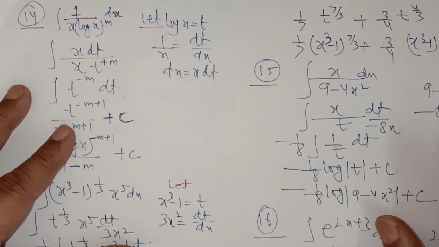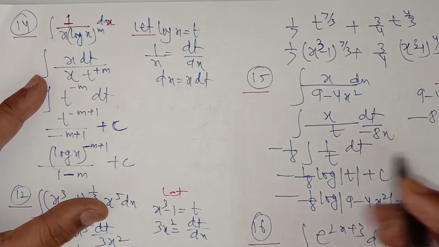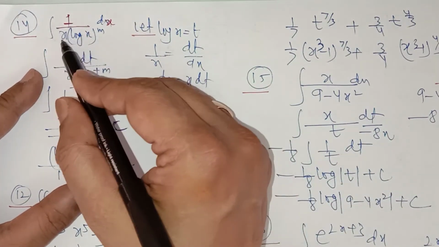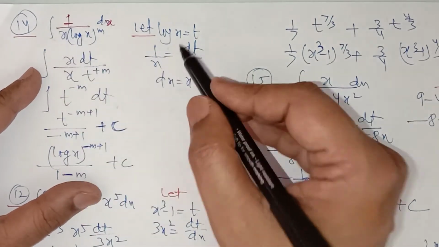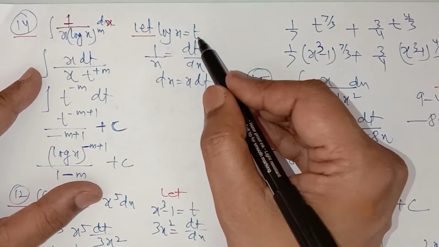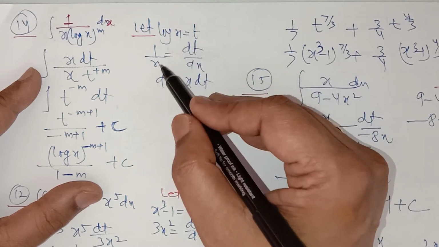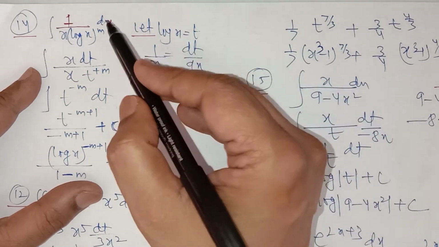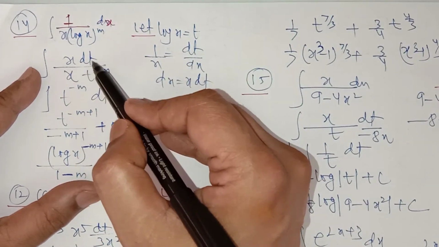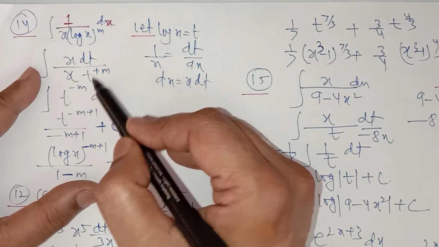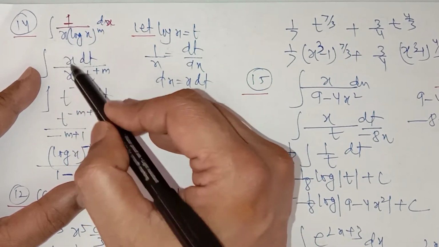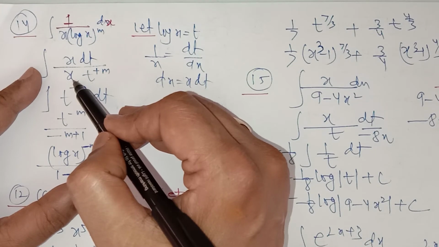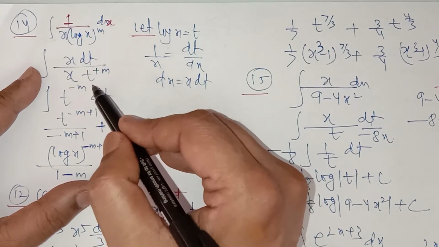In 14 again, you can easily tell what you have to let. If you let log x equal to t, this 1 upon x will be cancelled out. So you are letting log x equal to t, so dt upon dx will be equal to 1 upon x. So the value of dx is x dt. Replace the value of dx as x dt. Log x is equal to t to the power m and x will be there. x will be cancelled out with x. So it will become 1 upon t to the power m.